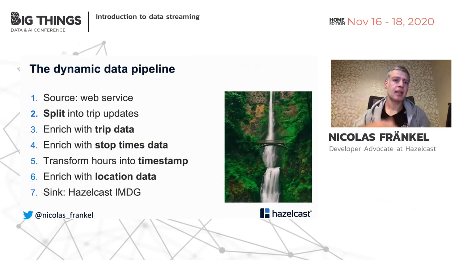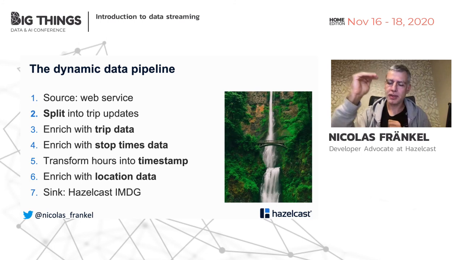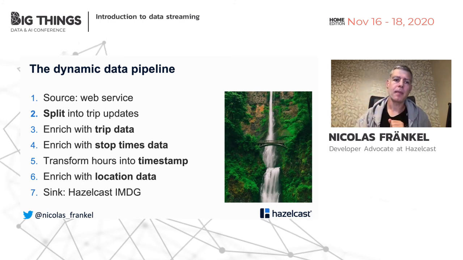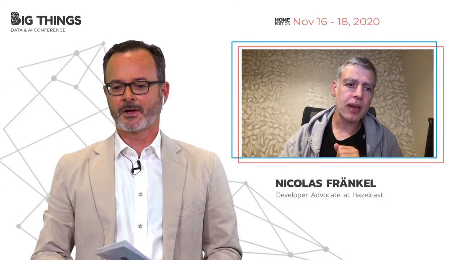So this is the data pipeline. I read from the web service. The second step is I will split this huge JSON into multiple parts because I need to process every update separately. Then, as I mentioned, I will enrich it.